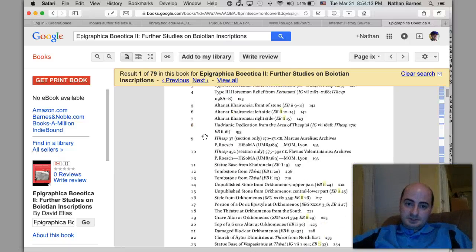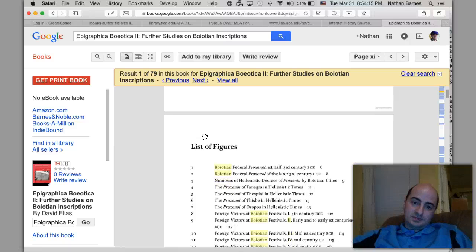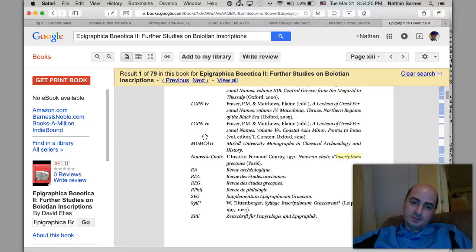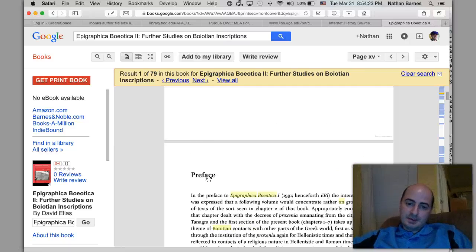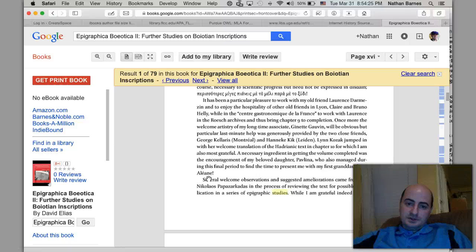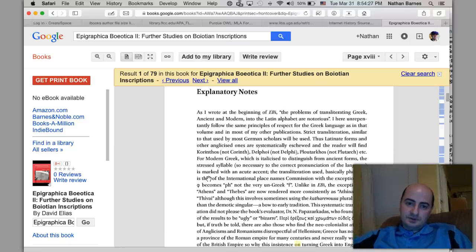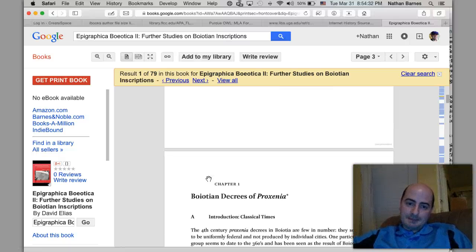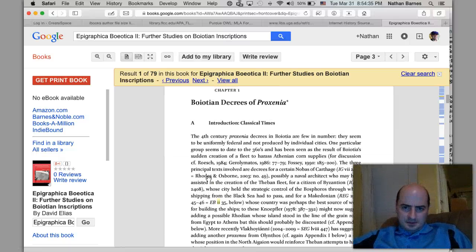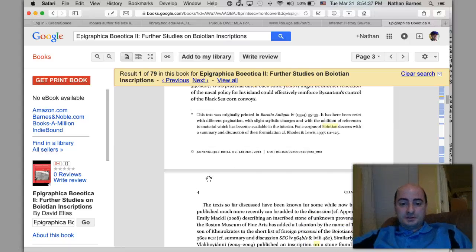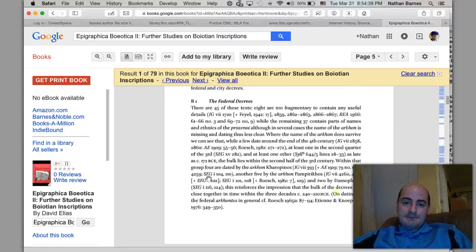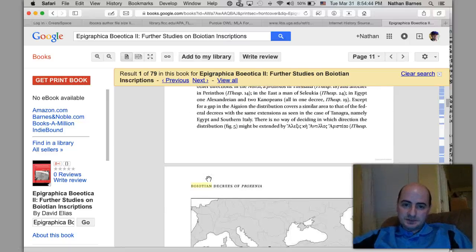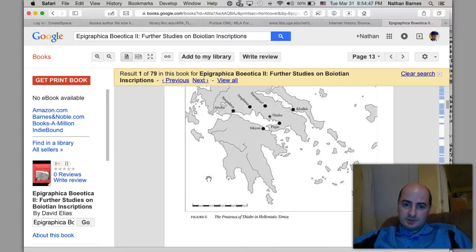List of plates, which is essentially your thing. You have bibliography. This is his abbreviation, so you don't need that. Preface. He tells us the significance of all this stuff. Not very long. Explanatory notes. Not very long either. Okay, this is a second introduction. It's going through. Get to the text. So there's quite a bit of explanation.